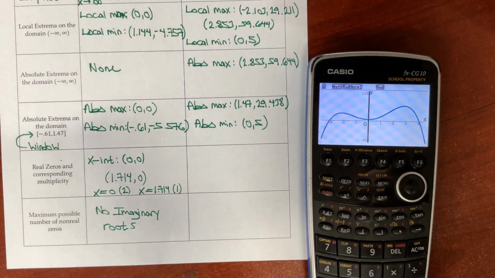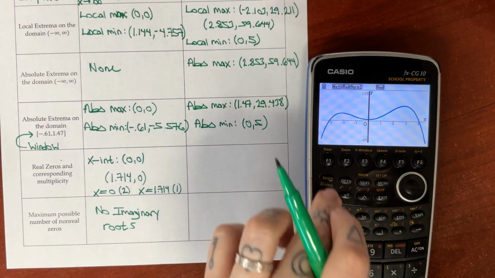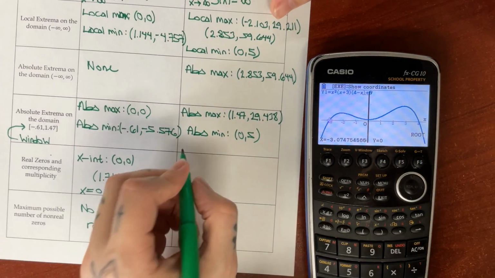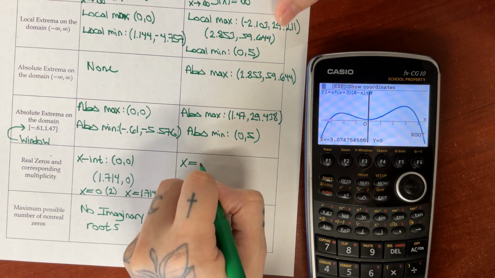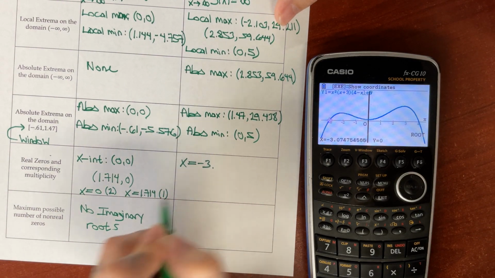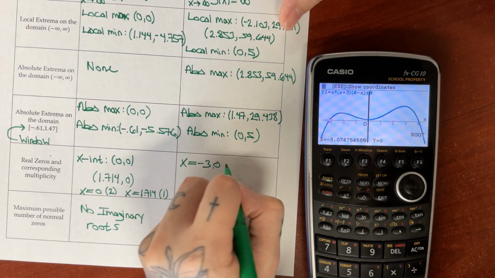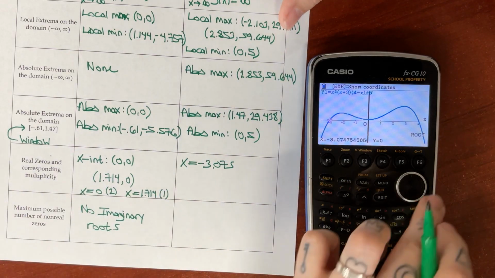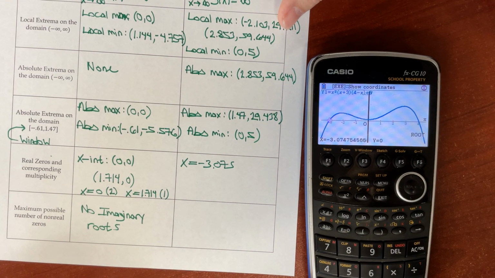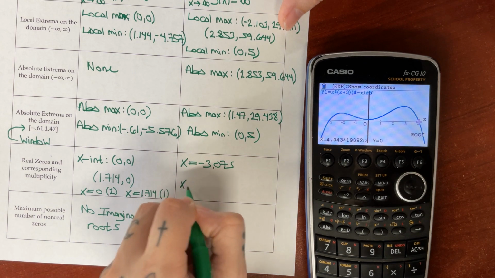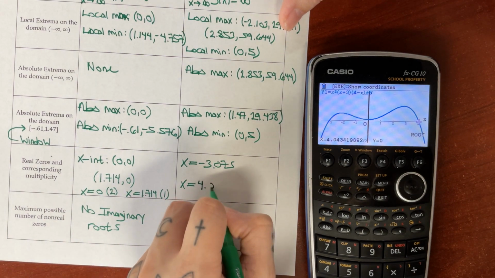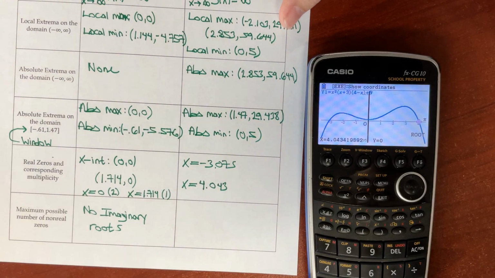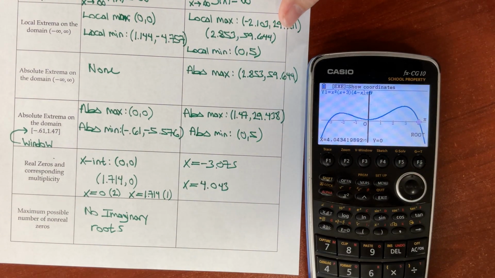All right, so when I look at my roots, we're looking at the zeros. So I'm going to do F5 and then look at the roots. So we're going to have a root at negative 3.075. And then we're going to have another root at 4.043. This is probably how I should have written it out the first time, but it's okay. So these are the two roots that we have on our graph.